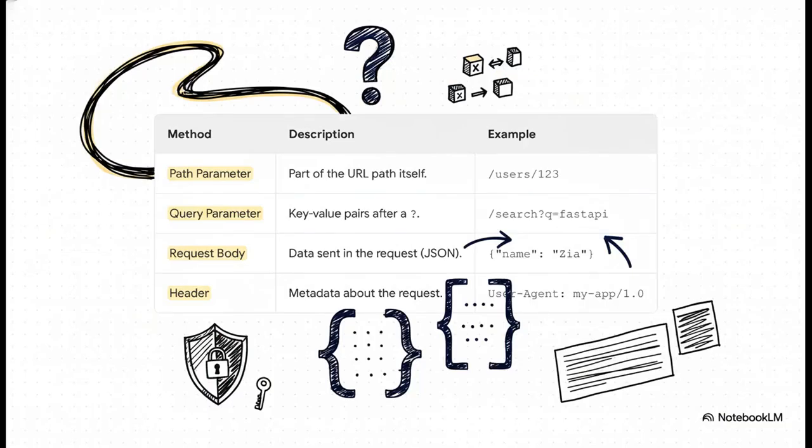Okay, think of this slide as your ultimate cheat sheet for API inputs. Data can be baked right into the URL path itself, like a user ID. It can be a query parameter, the stuff after the question mark, perfect for search terms or filters. For more complex stuff, you'll use the request body, almost always as JSON. And finally, you have headers, which are great for sending metadata, like an API key.